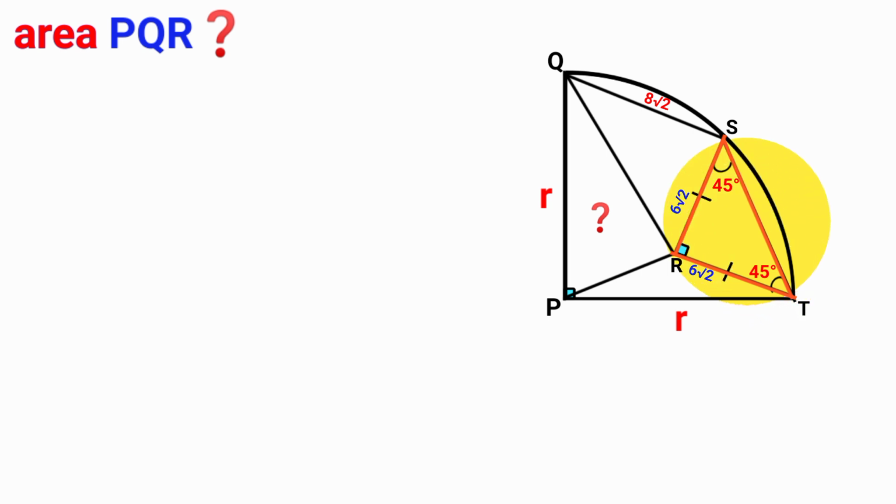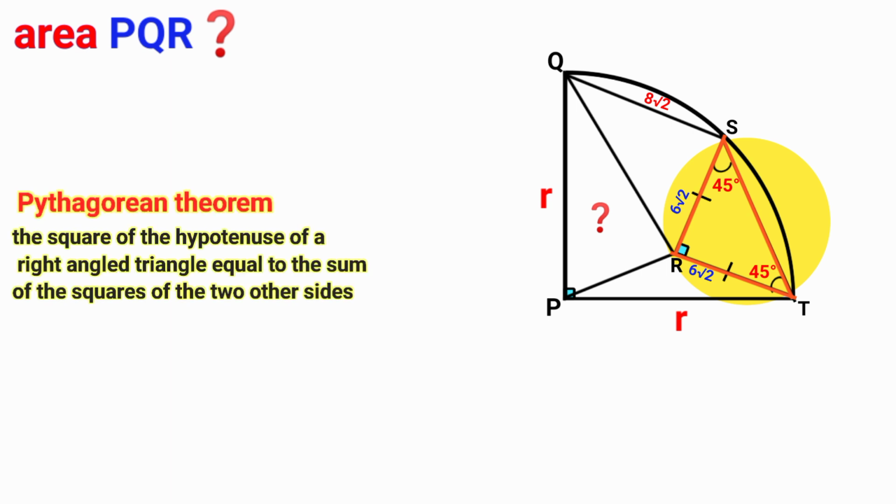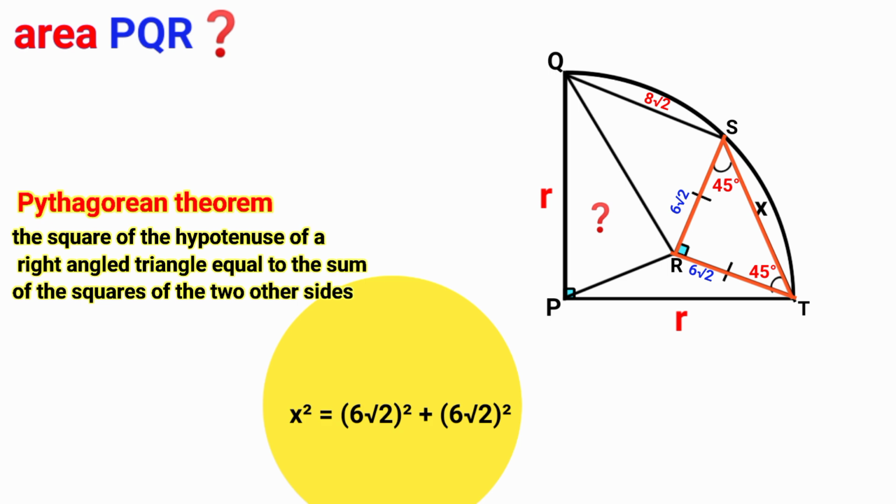So since this is 90 degrees, this and this must be 45 degrees each. Now still on this triangle, since it is a right angle triangle, we can use the Pythagorean theorem. The Pythagorean theorem states that the square of the length of the hypotenuse of a right angle triangle is equal to the sum of the squares of the length of the two other sides. The hypotenuse is the side facing the right angle, which is this. If we assume its length to be x, the square of x will be equal to the sum of the squares of this 6 root 2 and this 6 root 2. So x squared equal to 6 root 2 all squared plus 6 root 2 all squared.